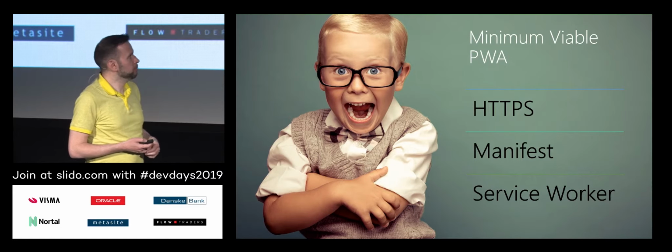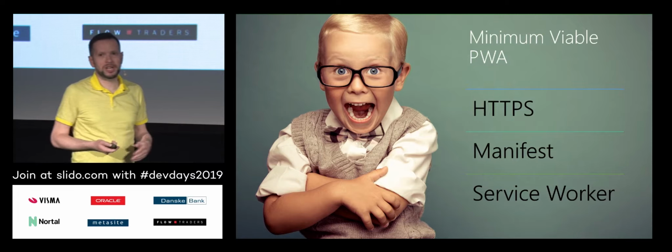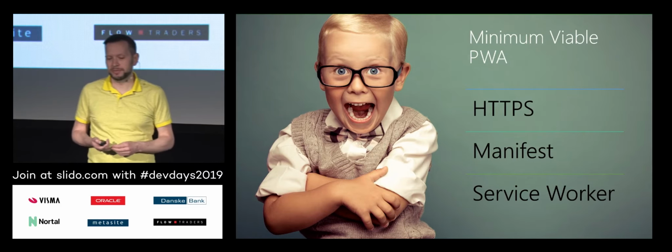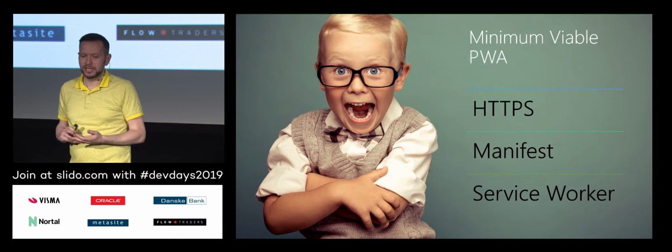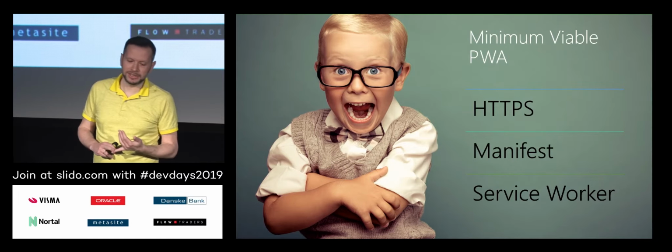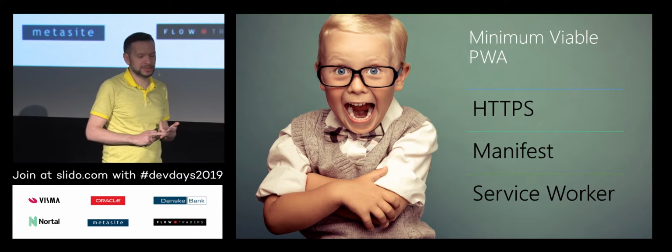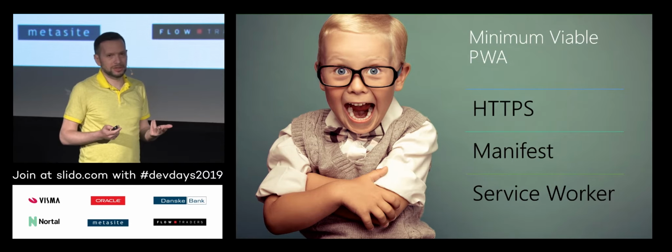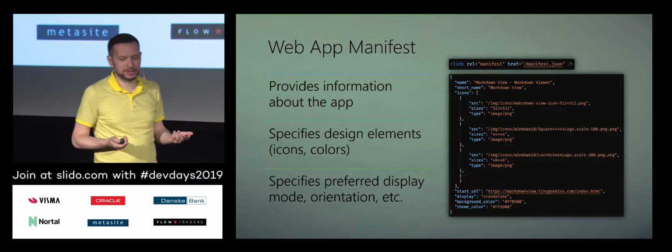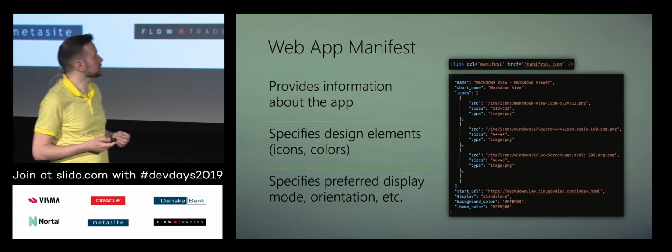So, minimum viable PWA. To have an app that you can call a PWA, you have to basically satisfy 3 criteria. It has to be served over HTTPS, it has to have an app manifest, and it has to have at least some service worker. With HTTPS, everything is sort of clear, so let's talk about the other two.